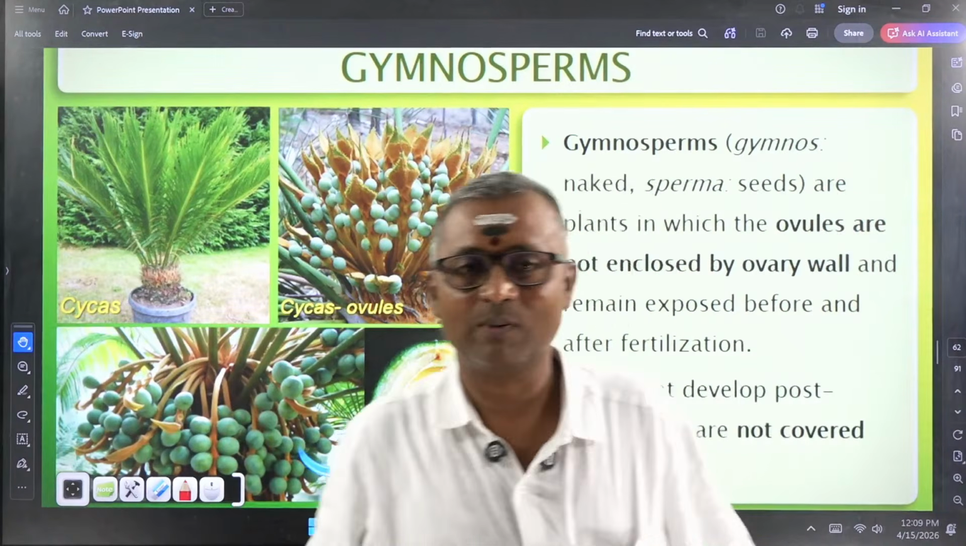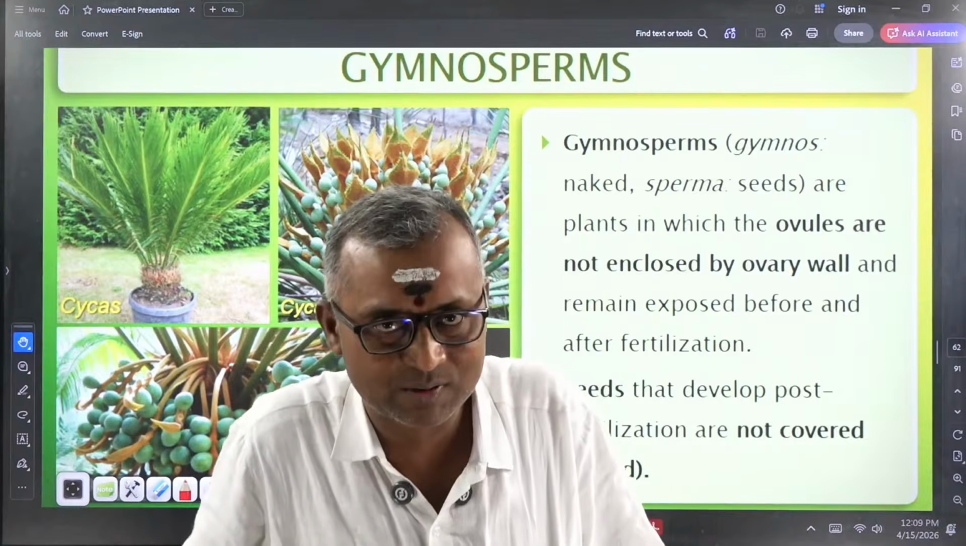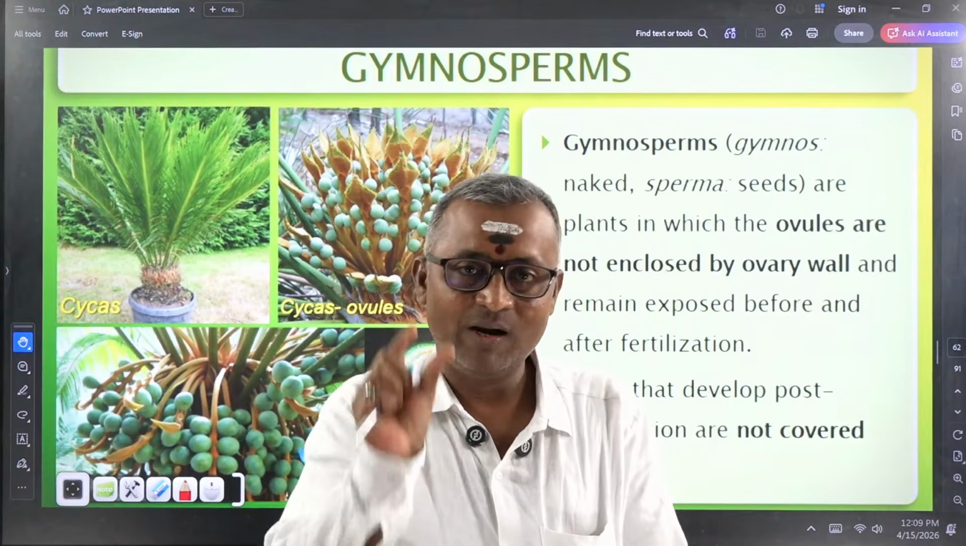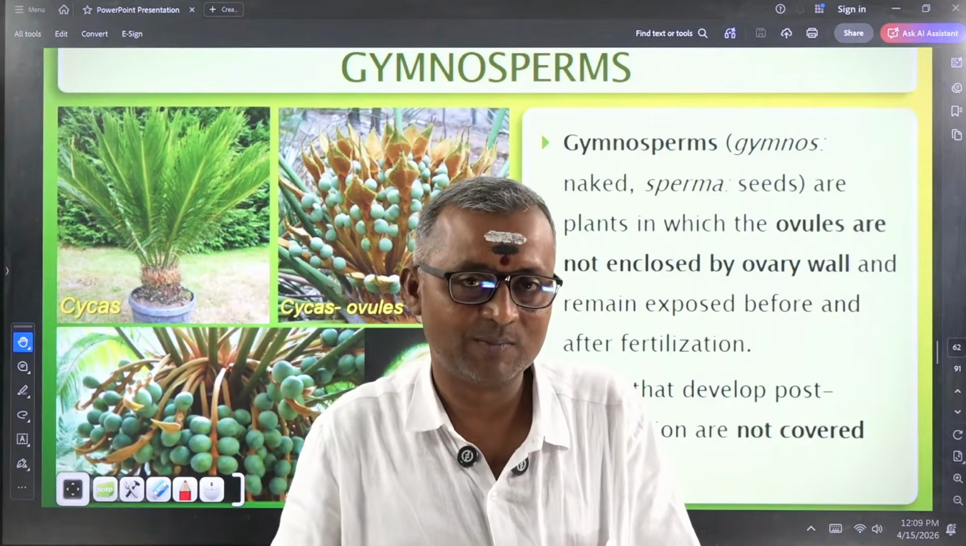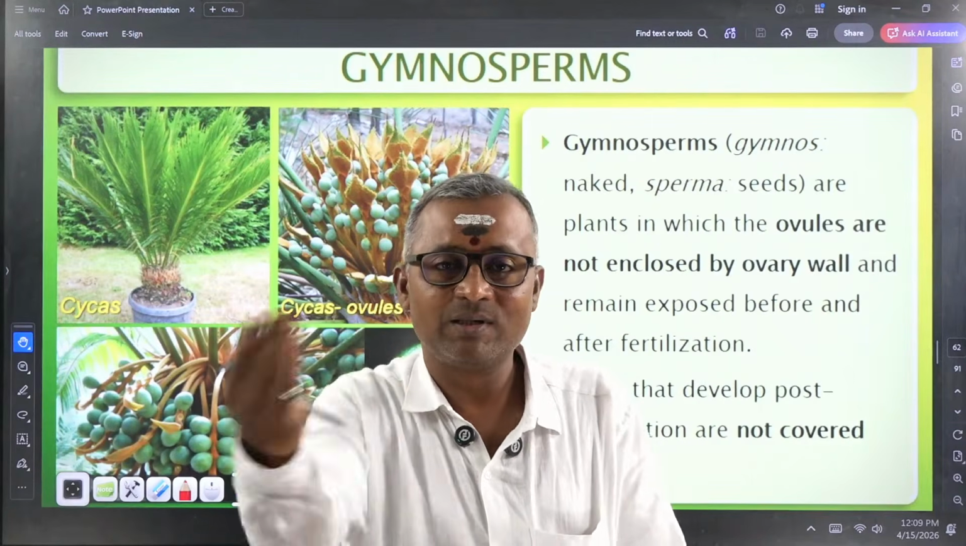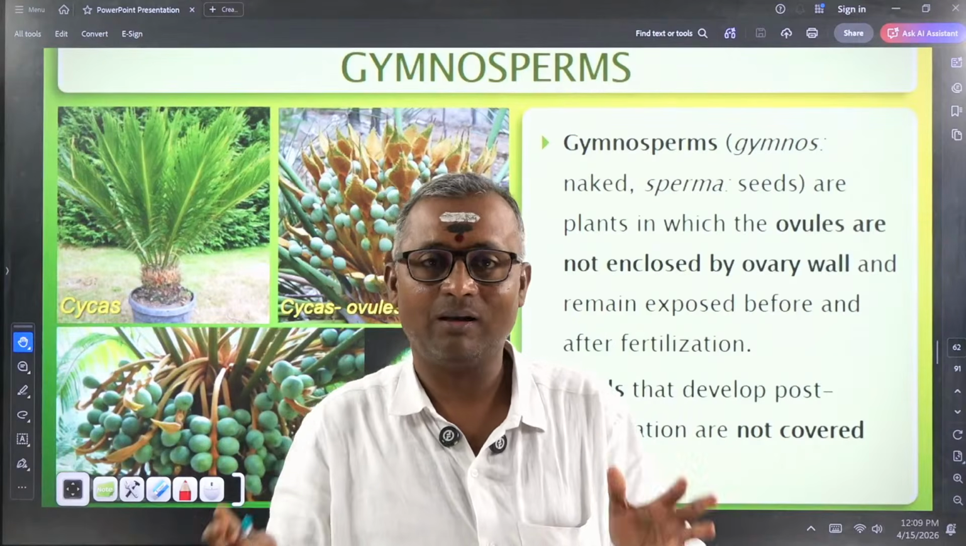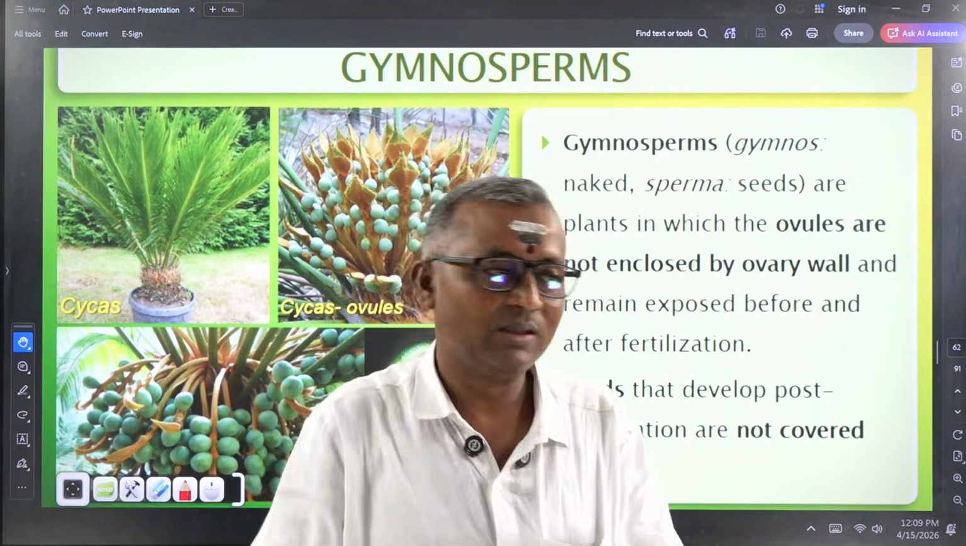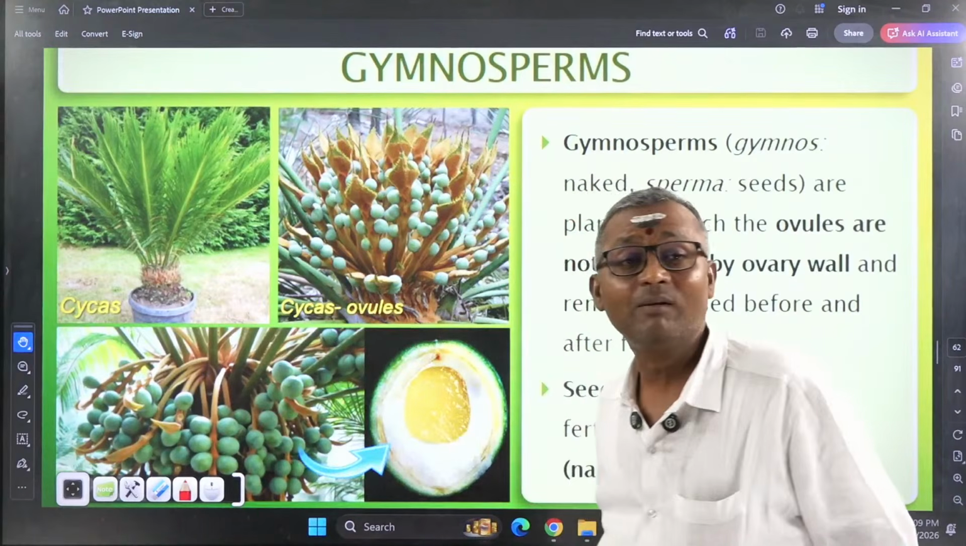What are these gymnosperms? These are all the plant groups, different groups of plants. So these names, bryophyte, pteridophytes, gymnosperms, angiosperms, are given on the basis of their characters and whether they are primitive or advanced. On the basis of all these things, they have been given different names.